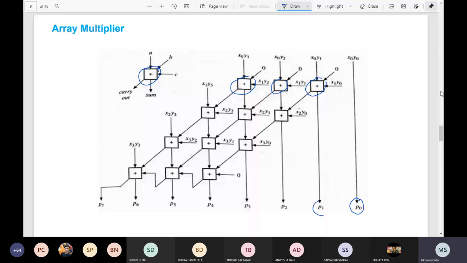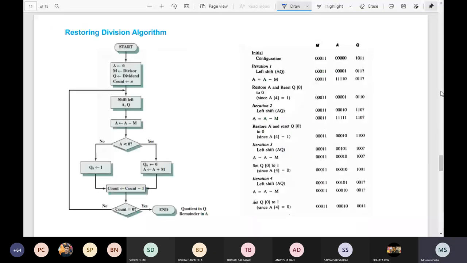This circuit is known to you. You did it last semester, so you can study this structure again from your Morris Mano book. Now, there are two types of division algorithm: one is the restoring algorithm, another is the non-restoring algorithm. Here it is called the restoring algorithm.